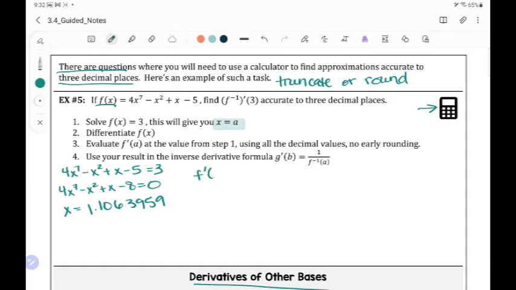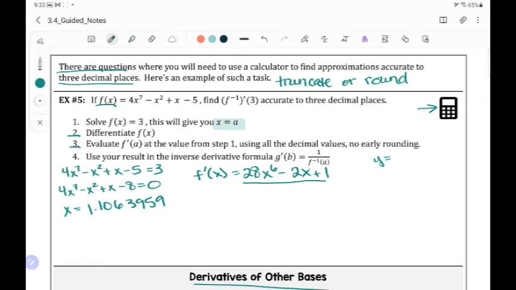So I need f prime of x, which is going to be 7 times 4 is 28, x to the 6th minus 2x plus 1, and then minus 5 just becomes 0. So this is my f prime, and then that was step 2. Step 3 says evaluate f prime of a. Here's where it's a little bit important to use your calculator again. Go back to y equals, or however you save a function in your calculator, and this time we're going to enter in the derivative, 28x to the 6th minus 2x plus 1. Enter that again in y equals.